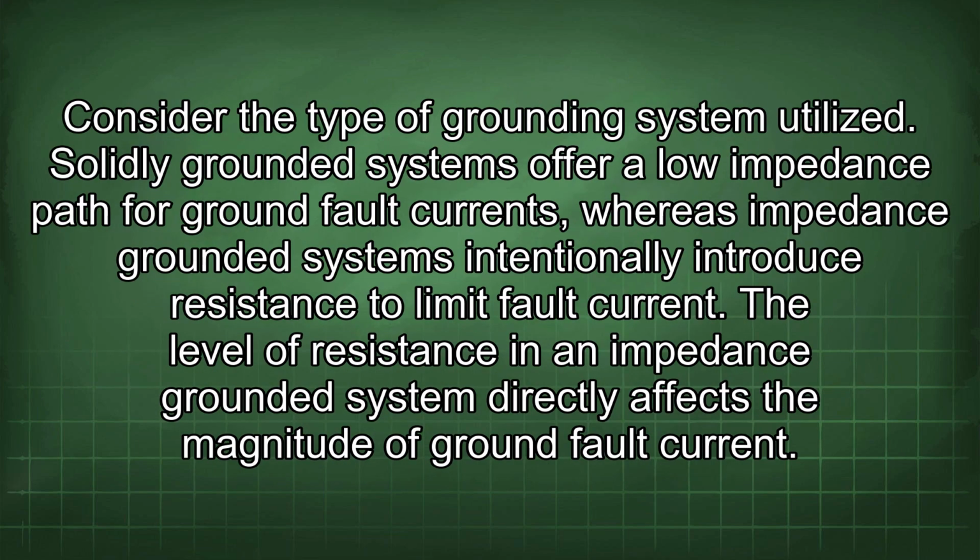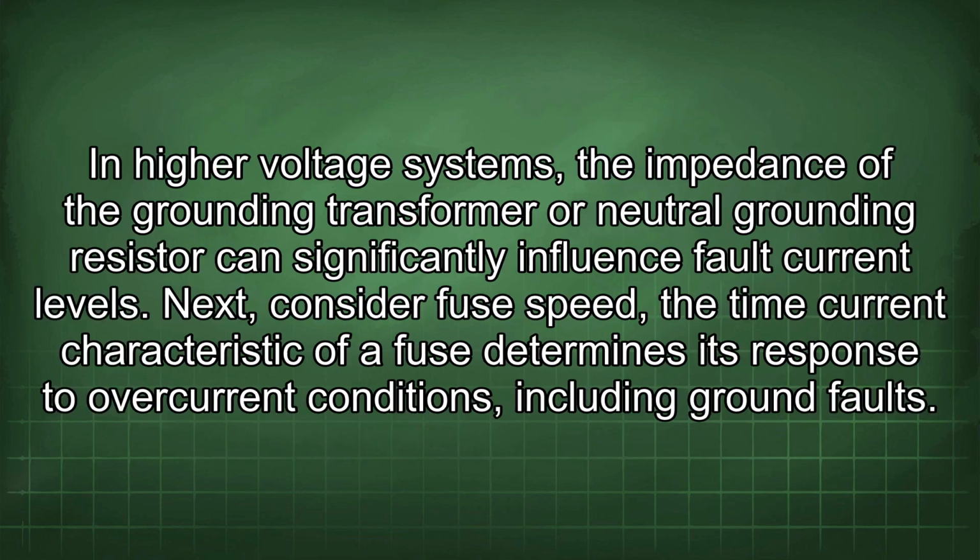Consider the type of grounding system utilized. Solidly grounded systems offer a low impedance path for ground fault currents, whereas impedance grounded systems intentionally introduce resistance to limit fault current. The level of resistance in an impedance grounded system directly affects the magnitude of ground fault current. In higher voltage systems, the impedance of the grounding transformer or neutral grounding resistor can significantly influence fault current levels.